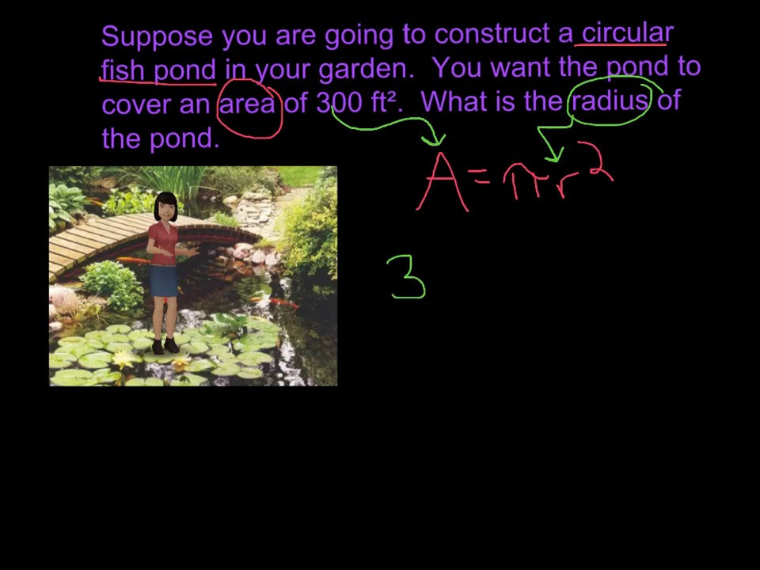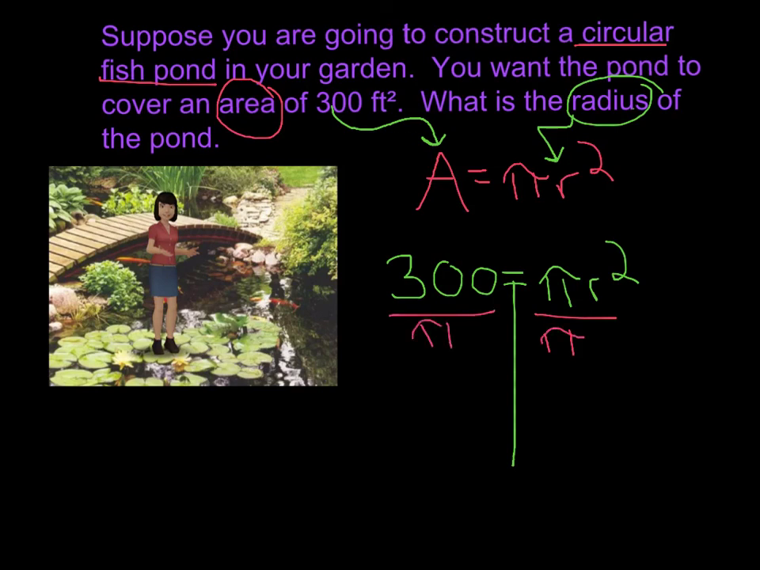So 300 equals pi r squared. So how do we solve for r? Same thing that we've been doing, using inverse operations. How do I get r by itself? I can divide both sides by pi. So r squared equals, for right now I'm just going to leave it as the fraction 300 over pi.